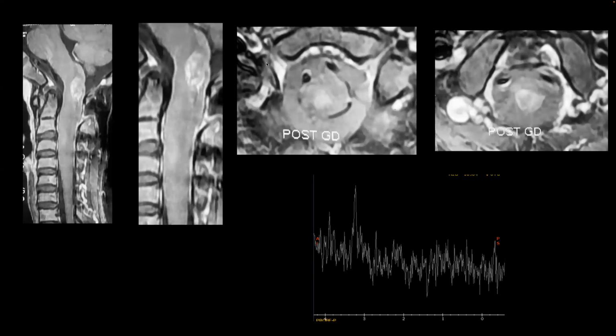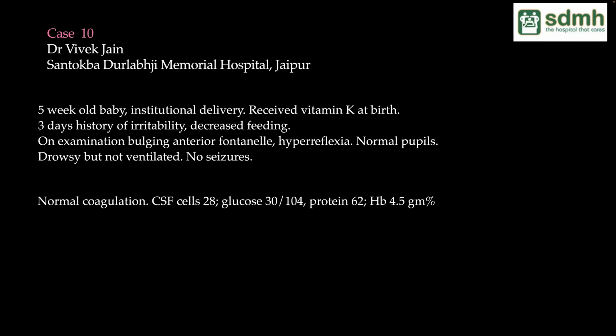All right, I think now we're thinking of neoplasm, as Dr. Shroff has also mentioned. For the next case, again from Dr. Vivek.